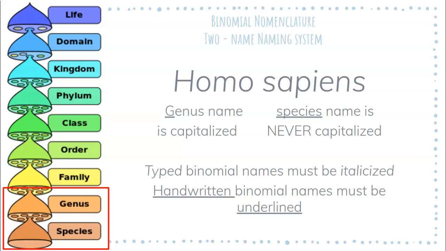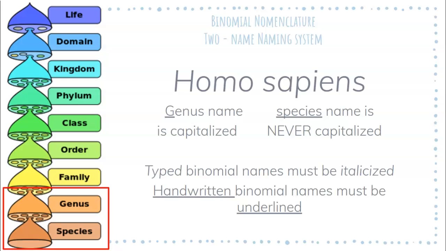Genus species is our naming system. It's a two-name naming system, and it's called binomial nomenclature. That is an absolute vocab word. You should absolutely write that down. Binomial, two-name, nomenclature, naming system.